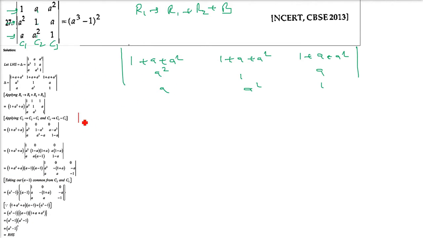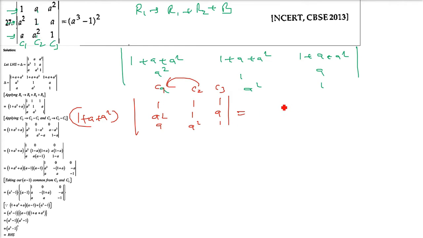Now first thing is, we can take 1 plus a square common. So we take 1 plus a square common. What do you get inside? 1 a square a, 1 a square, and 1 a 1. Now just subtract. That is, you can do column 2 minus column 1 and column 3 minus column 1. C2 minus C1, and C3 will be changed to C3 minus C1.